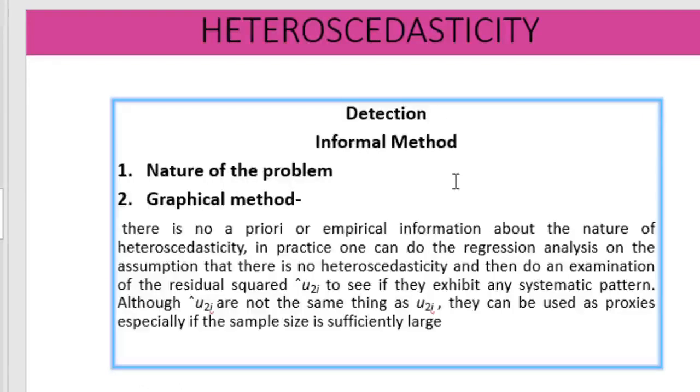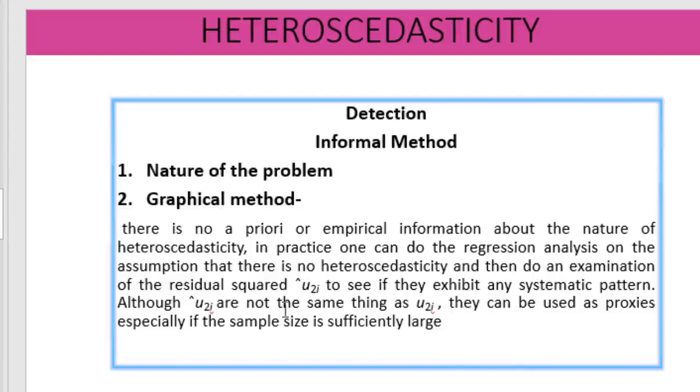Let us see the first one, that is the informal methods. The first one is the nature of the problem. Sometimes the nature of the problem itself will suggest whether heteroscedasticity is present or not. That is based on a priori information. If no a priori or empirical information about the nature of the heteroscedasticity is available, then we can use the graphical method.